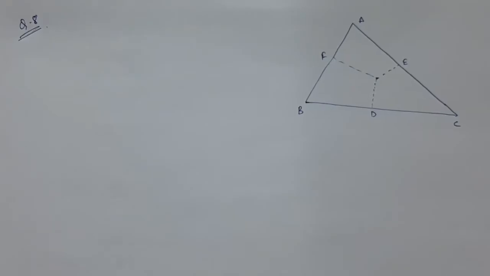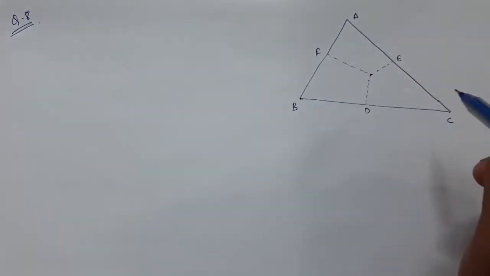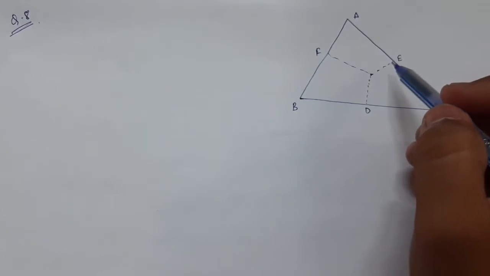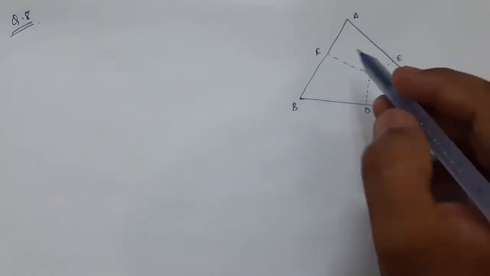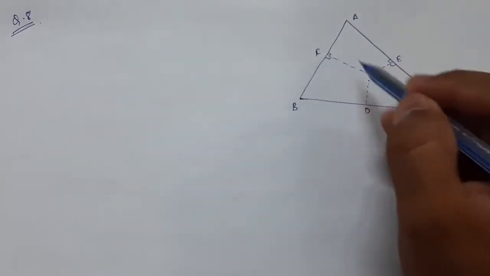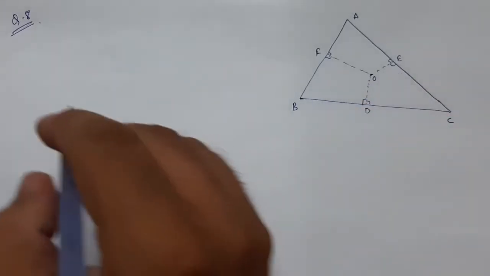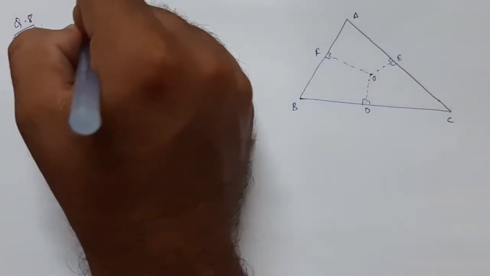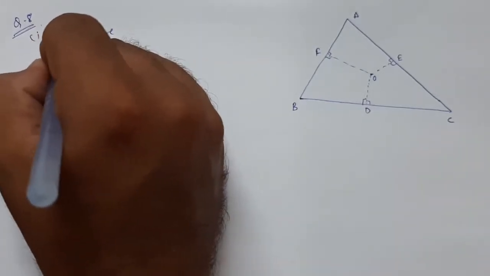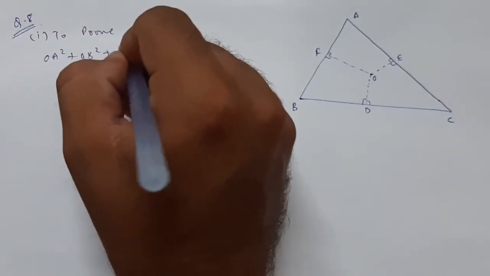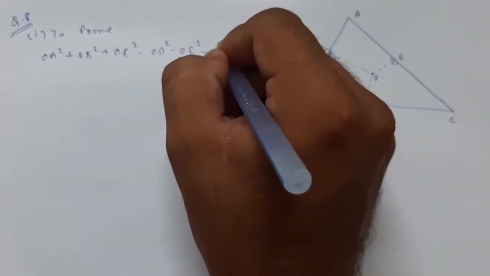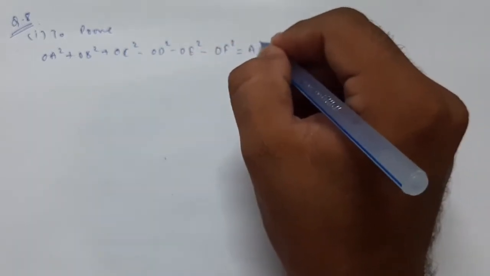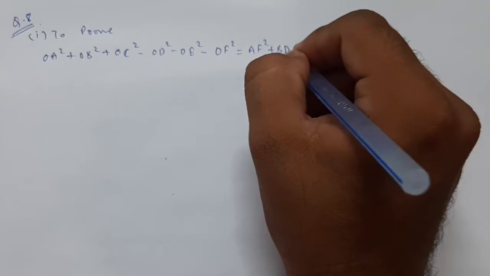So students, let us start with question number 8 of exercise 6.5. We have been given a triangle ABC, and in this triangle we are given a point O inside. From O, OD, OE and OF are respectively made perpendiculars like this. In the first bit we need to prove OA square plus OB square plus OC square minus OD square minus OE square minus OF square is equal to AF square plus BD square plus CE square.